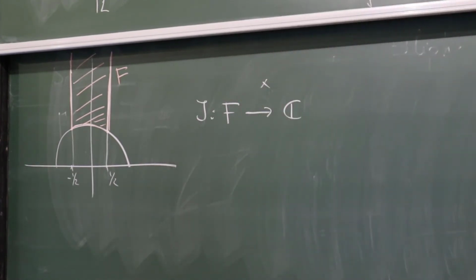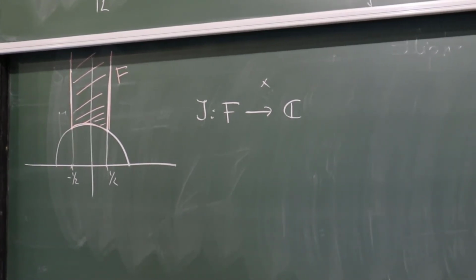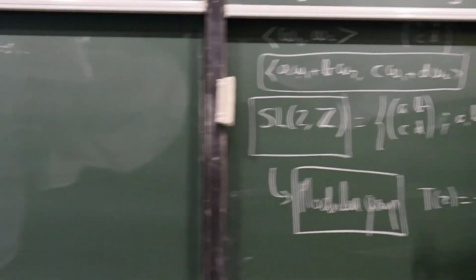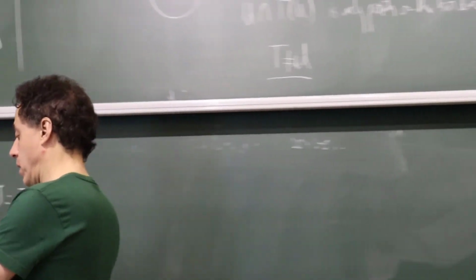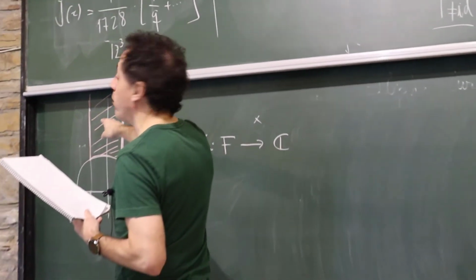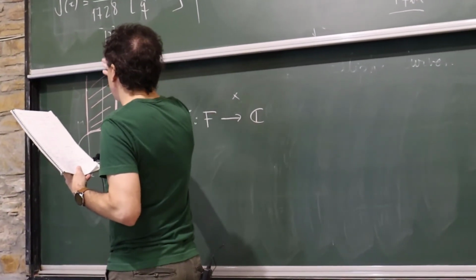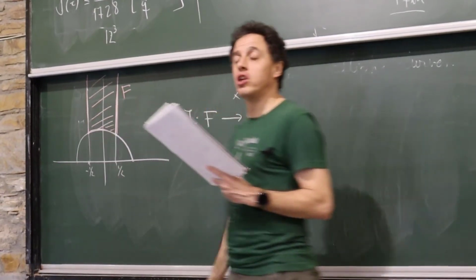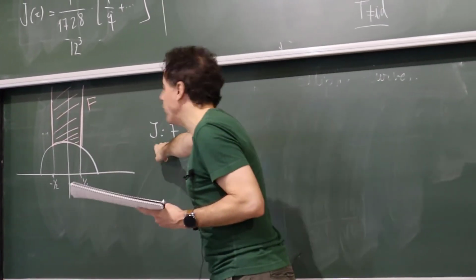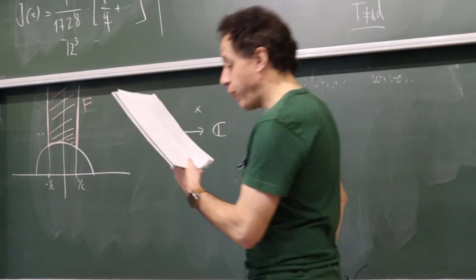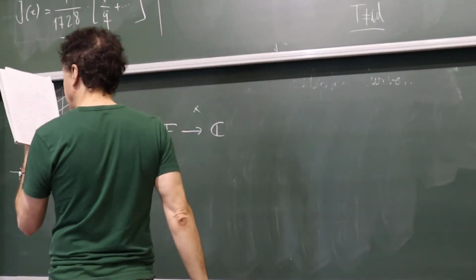G can be considered as a function defined here, okay? And you can study it using these properties. You can, for instance, show that you can figure out some of the values of your functions G2, G3, delta, and J over this domain. Mainly we're interested in the values of J.